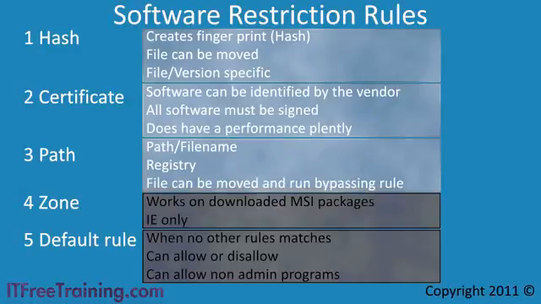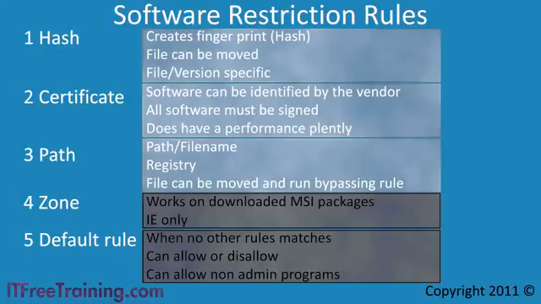Next is the path rule, which is the easiest to implement. In the path rule, you can specify a path, file name, or registry item. This means you may have a clash of rules. For example, you could block all programs in the documents folder, but then create a path rule for an executable that you want to run also stored in the documents folder. When this occurs, the more specific rule will win.